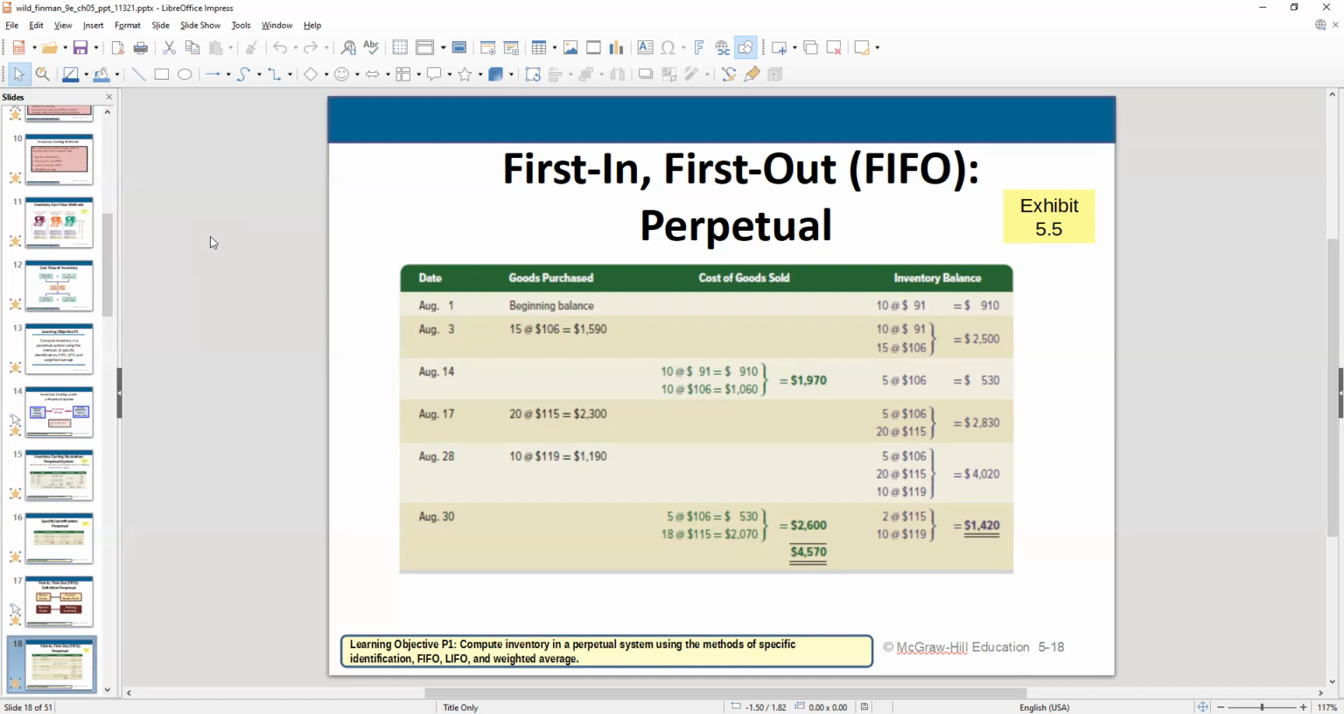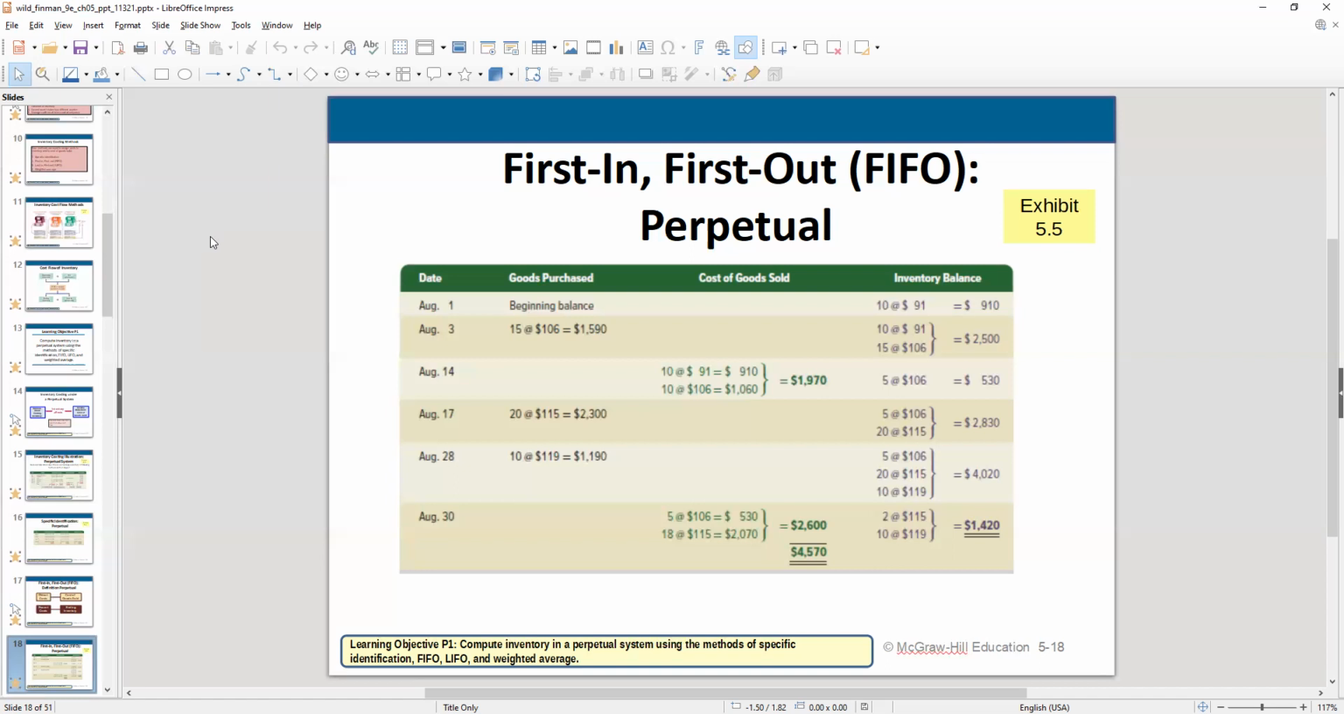Now, what do we have left? Well, we have 5 bikes at $106. We're under FIFO. We record cost of goods sold first in, first out. And then whatever's remaining from that gets thrown in the inventory balance. You'll see the difference in a minute when we do LIFO.